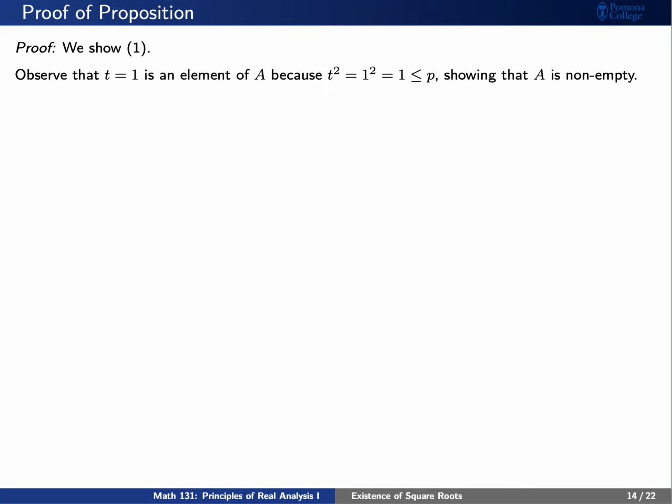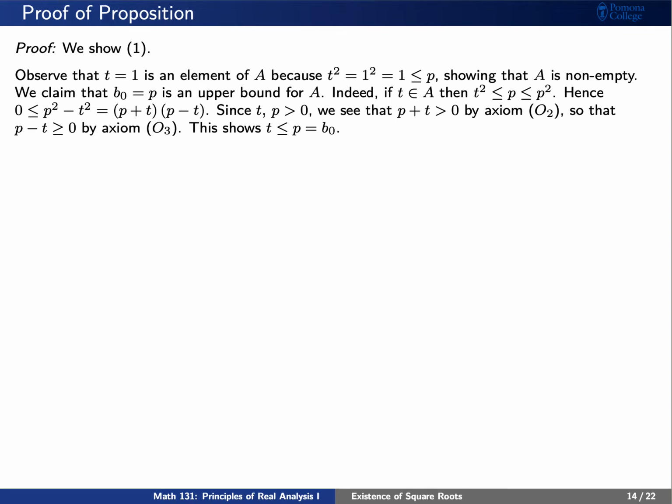Let's try to prove this proposition. We'll start by showing the very first statement. We need to show that we do have an upper bound for this set, and we need to show that this set is non-empty. Well, the element t equal to 1 is an element of this set, because if I take t equal to 1 and square it, then t squared is less than or equal to p.